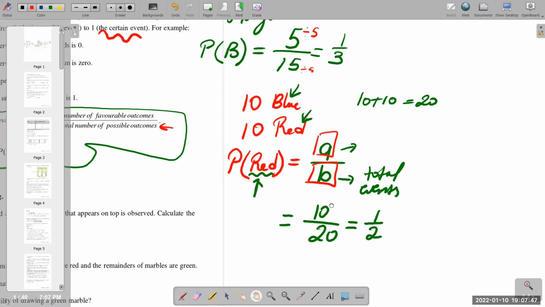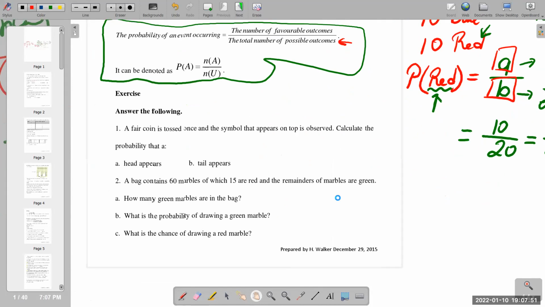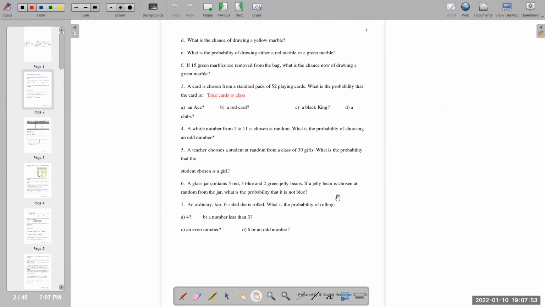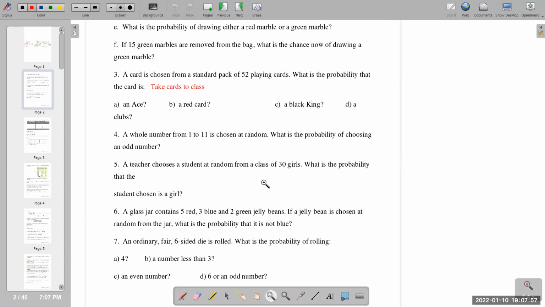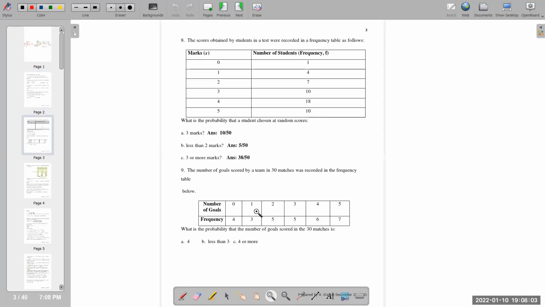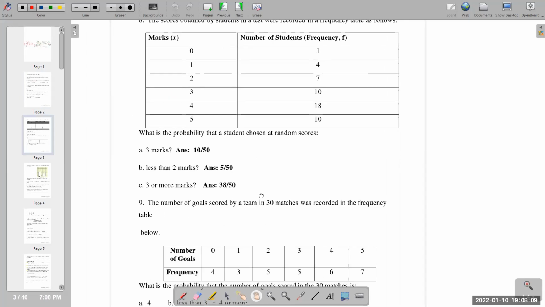So the denominator is the total of events. The numerator is what we're talking about. So let's take a look at some examples, some CXC level questions. Let me see which one I like here. Let's take a look. All of this is just practice. I want to go straight into the exam questions, to be honest with you, because this topic is relatively simple.